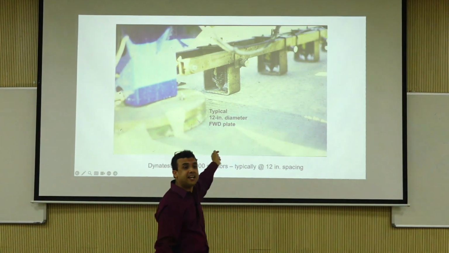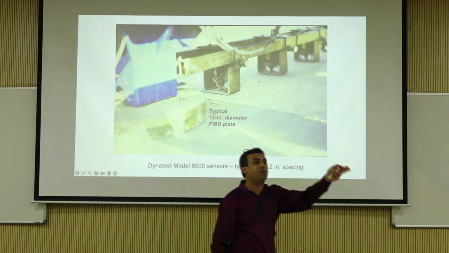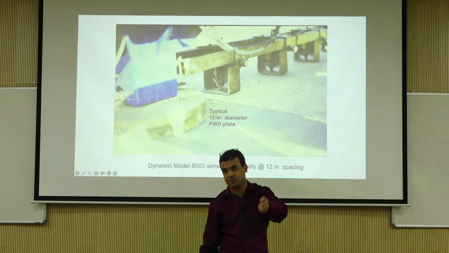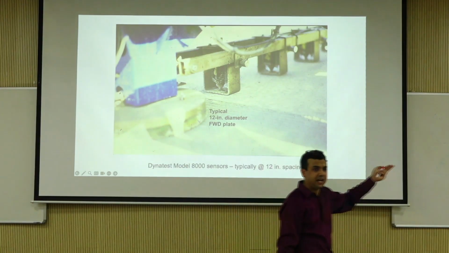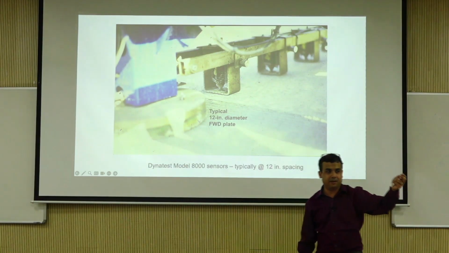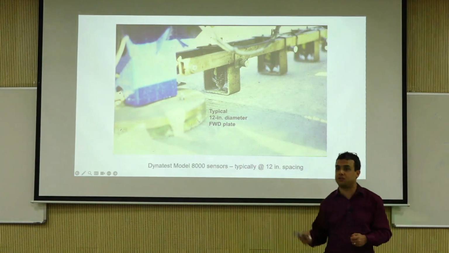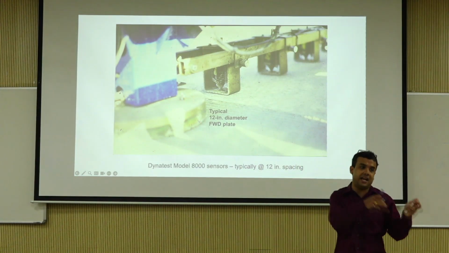You know, this Dynatest and everything, they have what is known as geophones. Geophones are velocity sensors. So how do you go from velocity to deflection? You have to single integrate with time and stuff. There are accelerometer based sensors, but not in FWDs. They are based in LWDs and stuff.